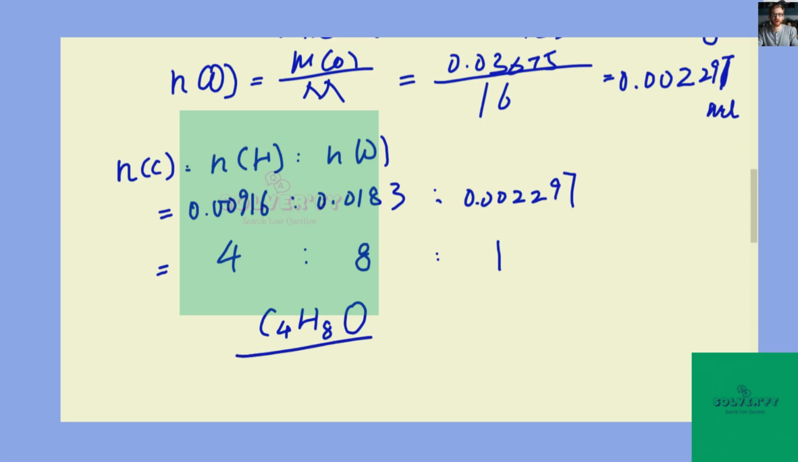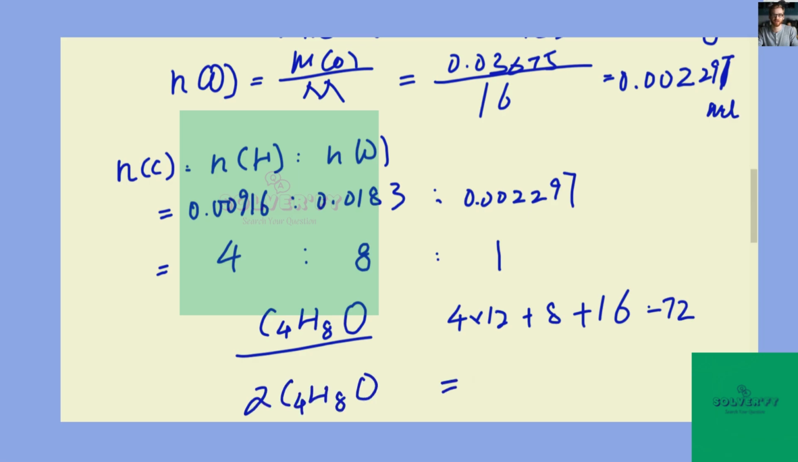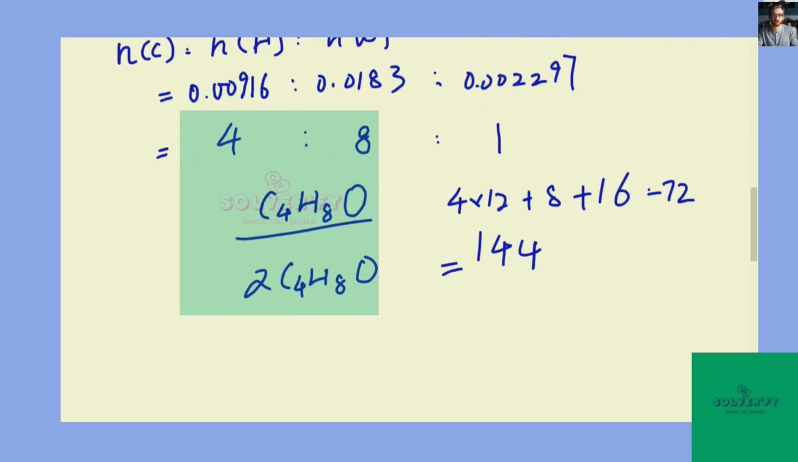So what's the molar mass of this one? It equals 4 times 12 plus 8 plus 16, and this equals 72. So it's half, which means we double C4H8O and it will equal 144. So the real formula should be C8H16O2. And this is the answer.